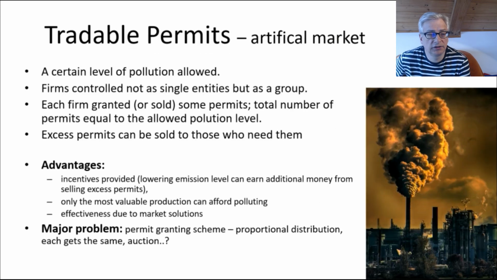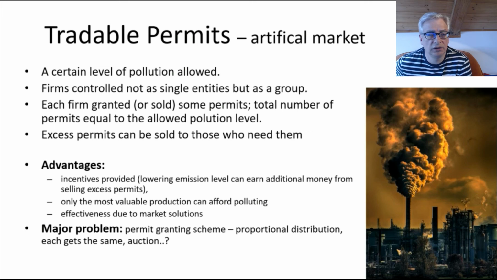And the last remedy for externalities is the so-called tradable permits. This is a real hit. I mean, economists are pretty proud of that because this is an example of a so-called artificial market, where we can use a market mechanism to control things that are quite complicated and not very likely to be handled by markets.